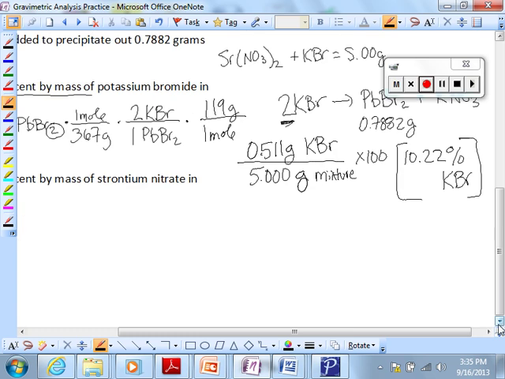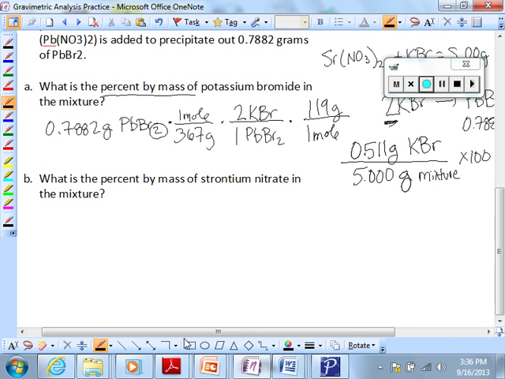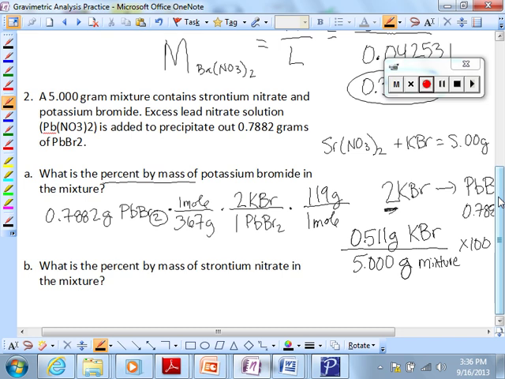Alright, so that's potassium bromide. We took our balanced equation, we took our mass of our precipitate, lead bromide, went to potassium bromide, got 0.511, divided by the total mixture, 5 grams, multiplied by 100: 10.22% potassium bromide. Now the next question asks us for the percent by mass of strontium nitrate in the mixture. Well, if you think about it, there's only 2 things in the mixture, as we said before: strontium nitrate and potassium bromide, and they're going to equal 5 grams.